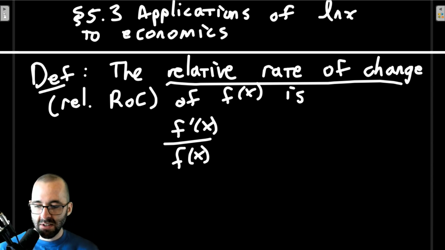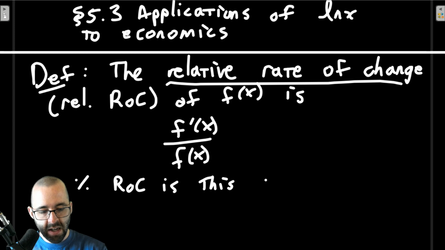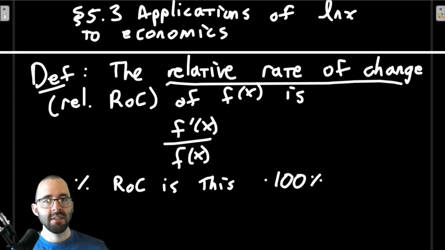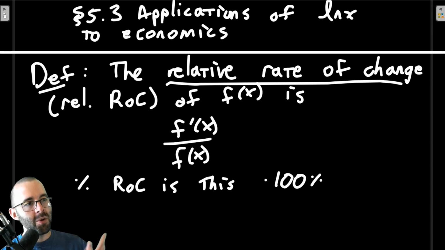Okay, so this is a relative rate of change, and the percent rate of change. I had to make sure my percent sign wasn't backwards. Percent rate of change is this times 100%. To go from relative to percent, you just translate to a percent, just like in 5.2, where you made sure to convert your interest rate to a decimal. Percent rate of change, we convert the decimal to a percent.